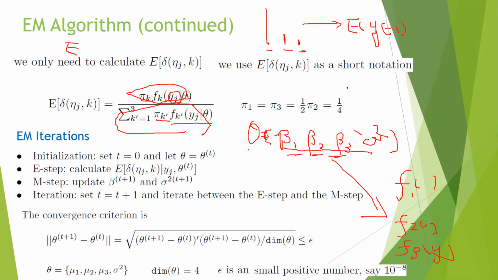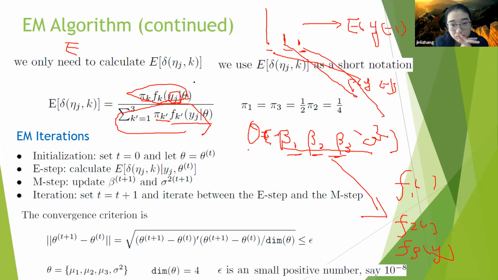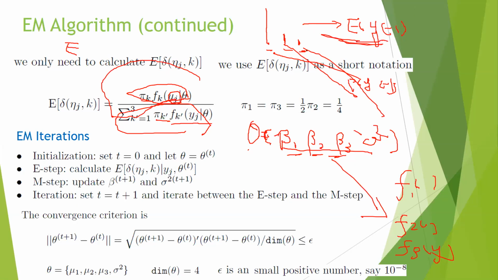These are just like the probability that this individual belongs to 1, right? This belongs to 2, this belongs to 3. So if we form this ratio, then we can calculate the expectation that this individual belongs to the first population. Okay. Yeah, it's very hard, I know. Any questions here?